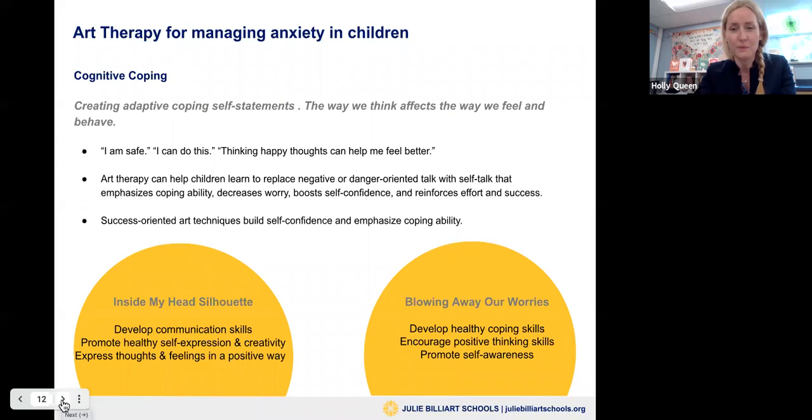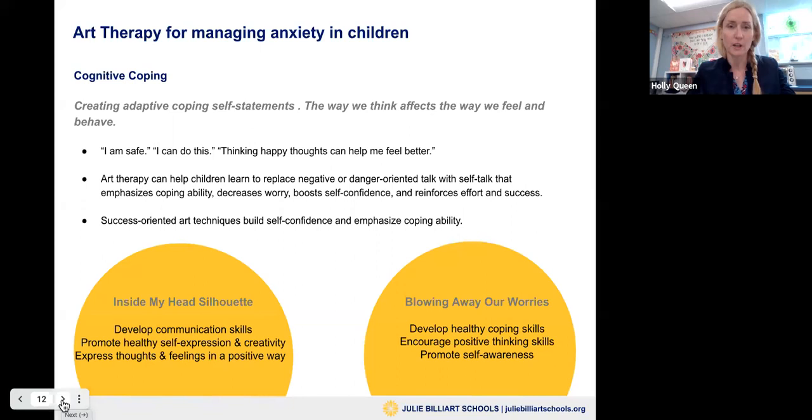So real quickly, I'll just touch on blowing away our worries, which is a neat technique where you can add food coloring to bubbles. And then you talk about what it means to be worried or anxious and how that feels, and that sometimes these worries get stuck in our heads and become the only thing we can think about or focus on. So then through blowing these bubbles, you can choose a different color for different areas in their life.